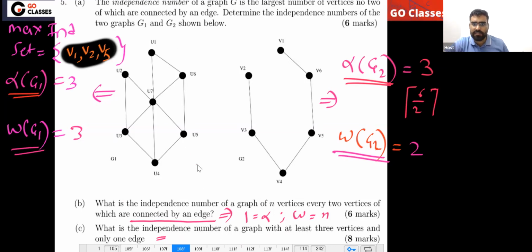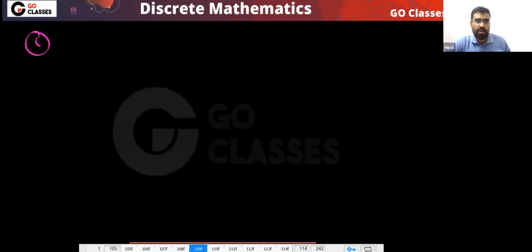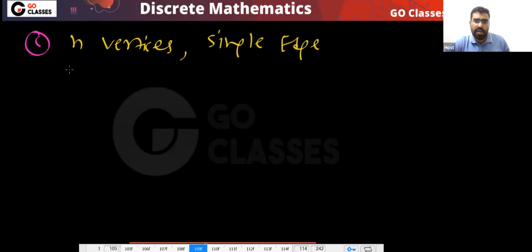Next: the independence number of a graph with at least 3 vertices and only one edge. So for example, you have n vertices and only a single edge, where n is greater than or equal to 3. This is your part C.